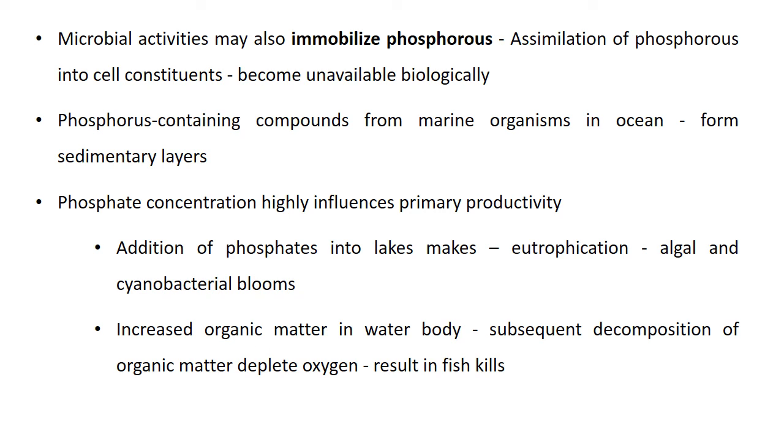The phosphate concentration in an ecosystem highly influences the primary productivity. Addition of phosphates from detergents into lakes results in eutrophication. This will make the lakes eutrophic. There will be algal and cyanobacterial blooms. As a result, there will be an increase in the organic matter in the water body, and when this organic matter gets decomposed, the decomposition will deplete the oxygen from the water body, which is detrimental for the living organisms present in the water. It may result in fish kills.